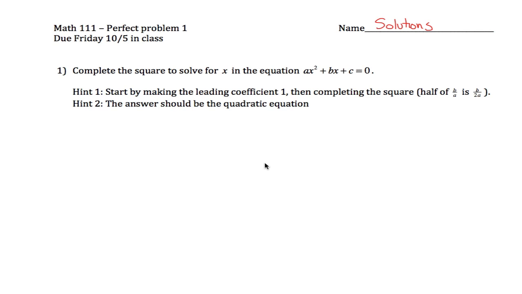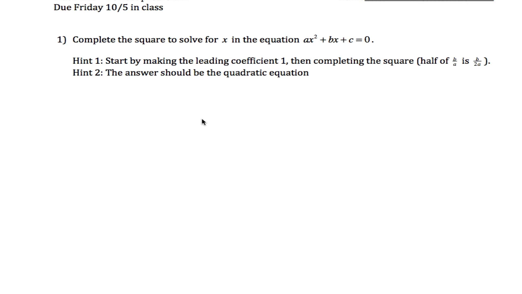Alright, here is the first perfect problem for Math 111. Basically what it does, kind of tricky, it wants you to solve this equation by completing the square, but there's no numbers in here. We'll just use letters, constants, A, B, and C throughout the problem. So the steps will be, might help you to imagine what you would do if those were numbers, but really we're going to have to deal with these letters the whole way through.